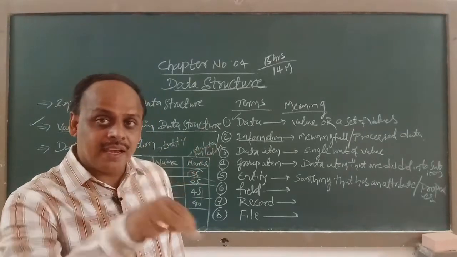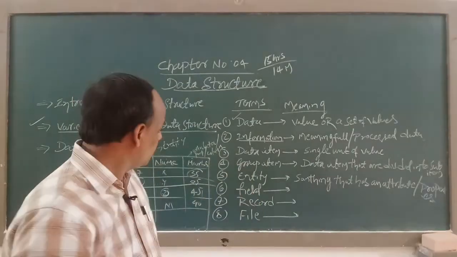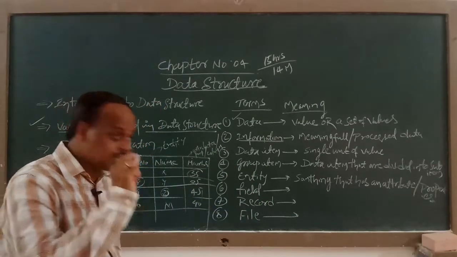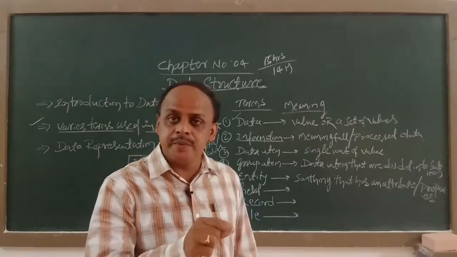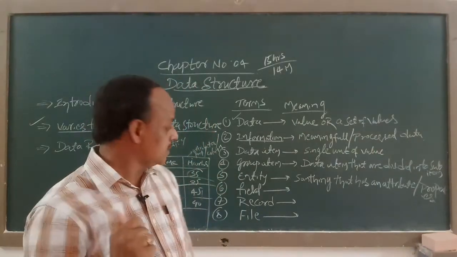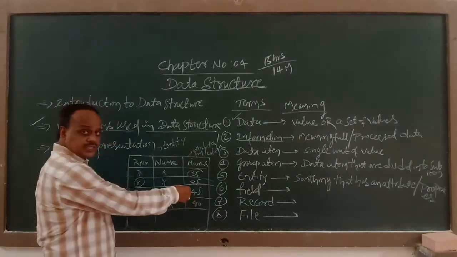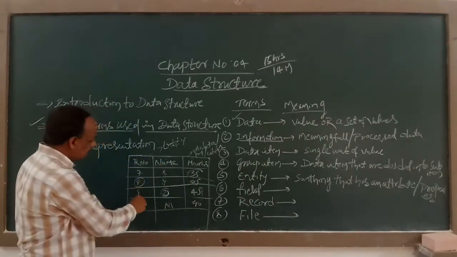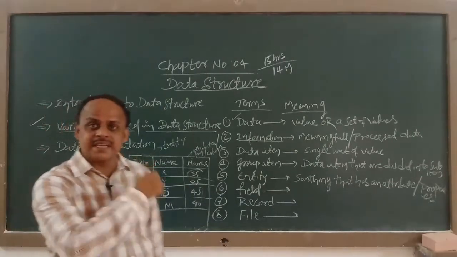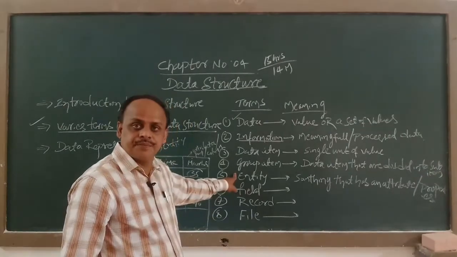So a table may be considered as an entity, because an entity means something that has attributes or properties or columns with assigned values. Attributes means columns are there, and each column has some assigned value. So such a thing is called an entity, right?